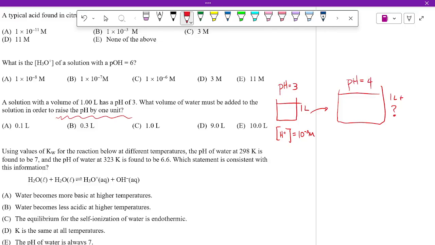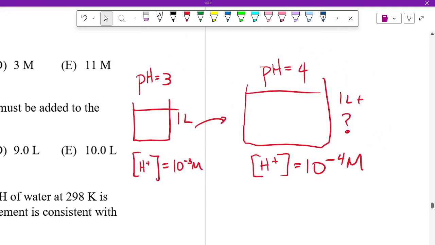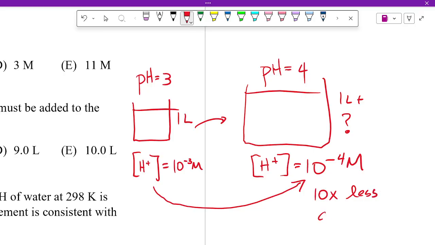4. Okay, which means our new concentration is 10 to the negative 4 molar. Yeah? So this is how many times less concentrated? We have changed by a power of 10. Therefore, this one here is 10 times less concentrated.